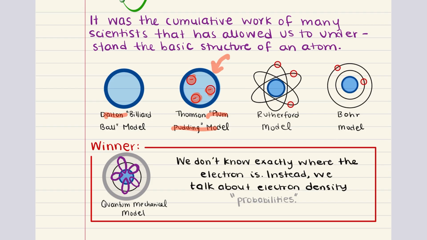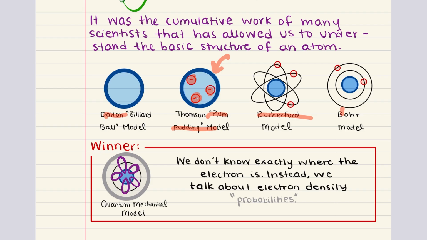A few years later, in 1911, Rutherford refined this view with his famous gold foil experiment. So by observing how alpha particles scattered when they were directed at a thin sheet of gold, Rutherford showed that atoms are mostly empty space with a dense positively charged nucleus at the center. This led to the nuclear model of the atom, and this started a pivotal shift in our understanding of atoms.